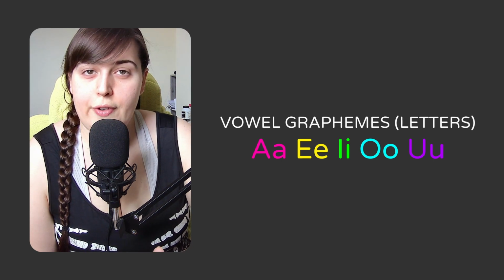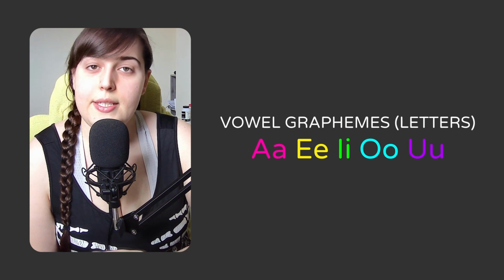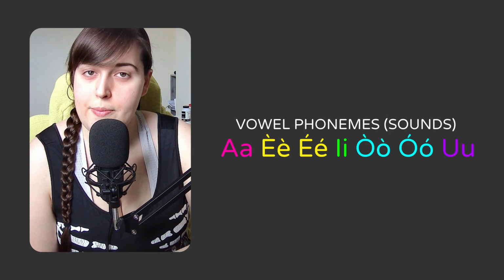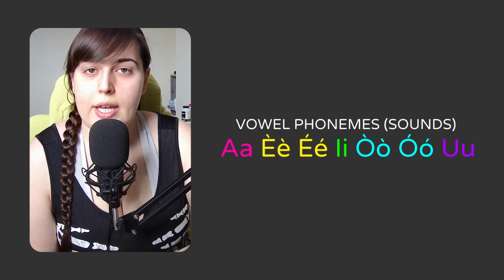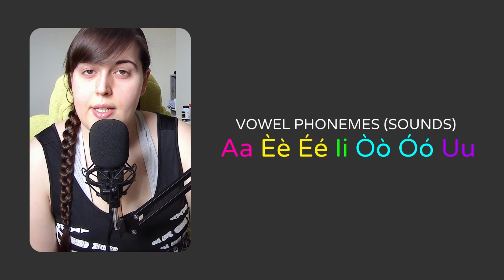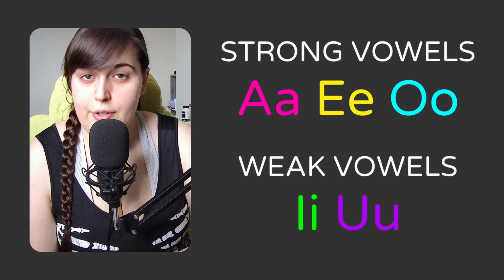However, you might find other sources stating that Italian has 7 vowels. This is because, in this case, they are considering the vowel phonemes, aka the sounds, since E and O can be pronounced as open and closed sounds. We are going to learn about Italian phonemes in the next video. Today, we care about the 5 graphemes.